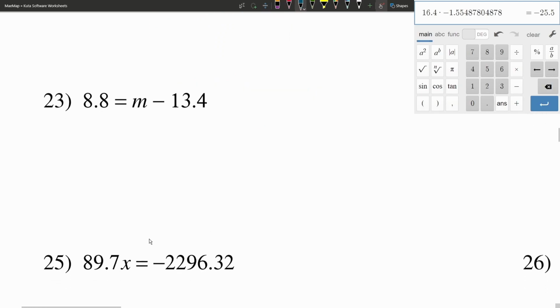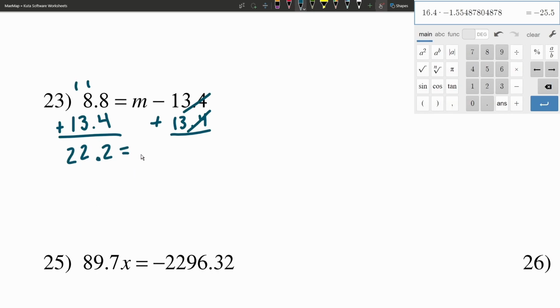Moving on to number 23, 8.8 equals M minus 13.4. What are we going to do? Add the 13.4 in order to cancel it out. And when we add it to both sides, keeping everything in line, we're going to have 8 plus 4, which is 12, so that's going to be 2. Keep that decimal lined up, carry my 1. 1 plus 8 plus 3 is going to be 12, so 2. Carry on over my 1. 1 plus 1 is 2. So 22.2 is equal to M.